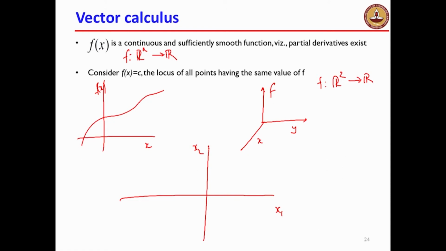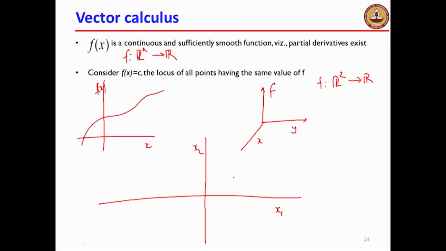But I consider f of x equal to c. That is the locus of all points which have the same value of f, equal to c. You may have seen a weather chart. A weather chart will have isotherms, isobars and so on, which are all the points which have the same value of the temperature if it's an isotherm. If it's an isobar, it is all the points which have the same value of pressure.